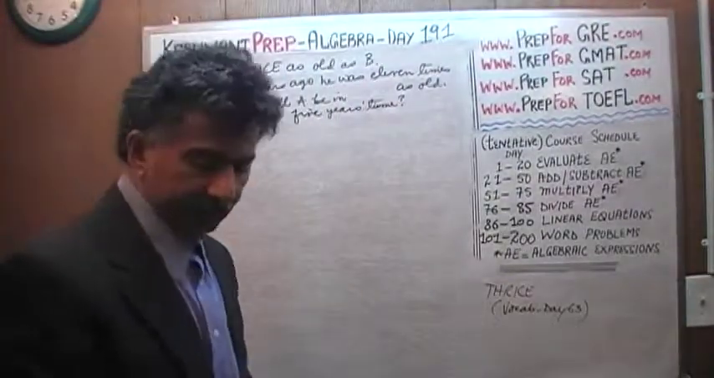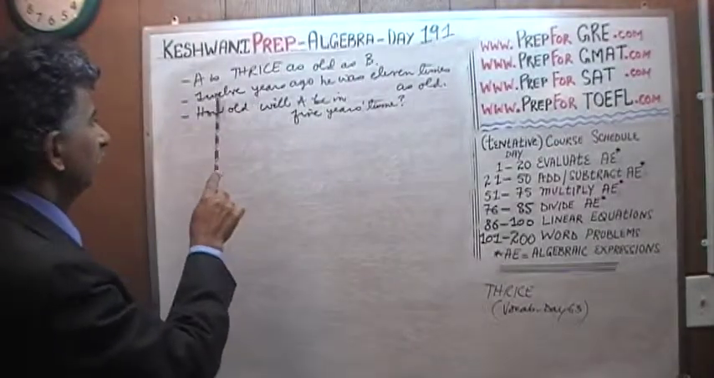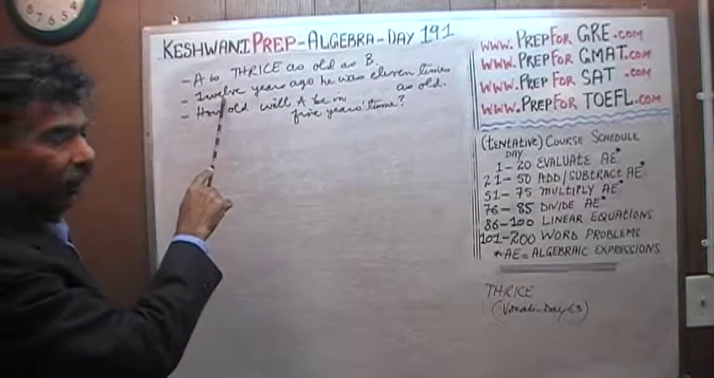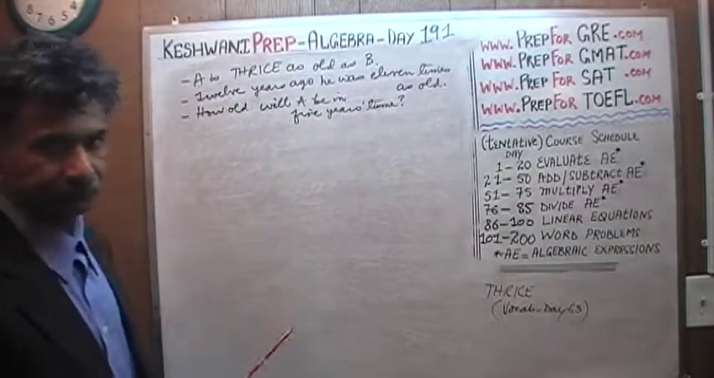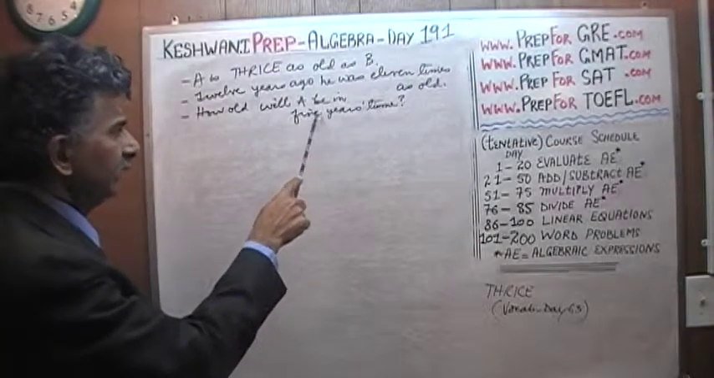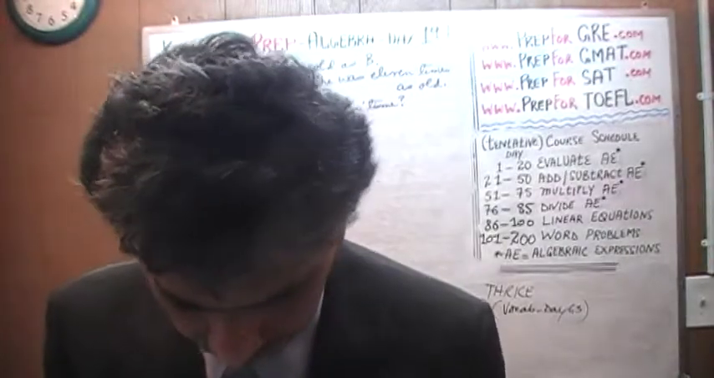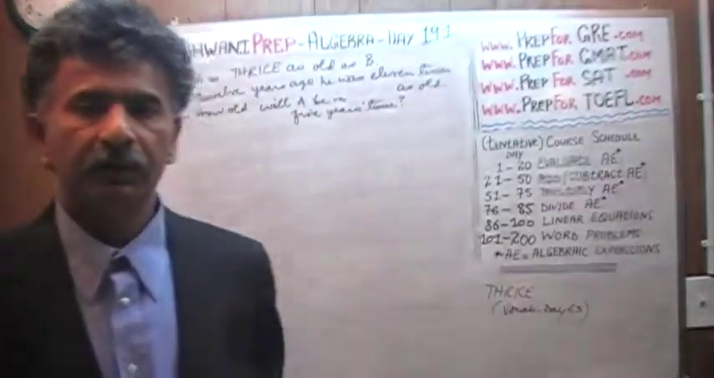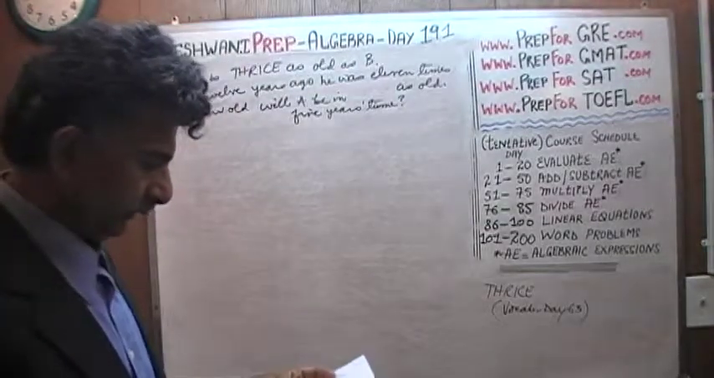Anyway, A is thrice as old as B. A is 3 times as old as B. 12 years ago, we were told that he was 11 times as old as B. The question simply is, how old is A going to be in 5 years' time? That's all. Pause the video, solve it yourself. When you have the answer, you can resume it and compare your work with the work that we are about to do together, okay? As always.